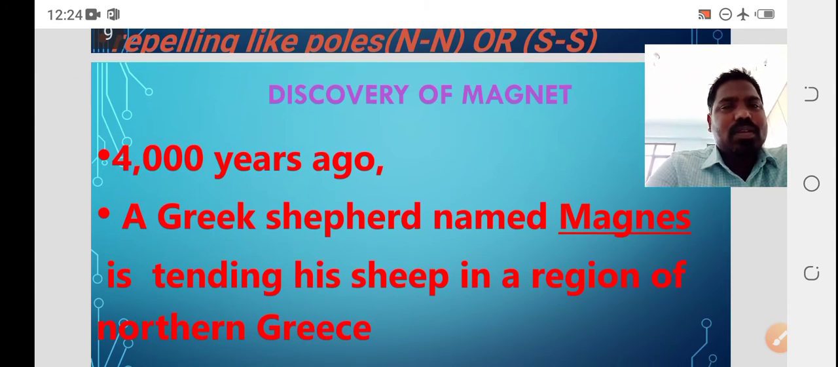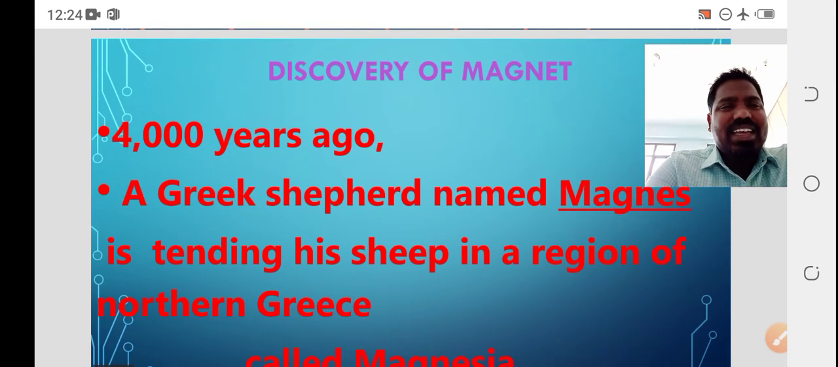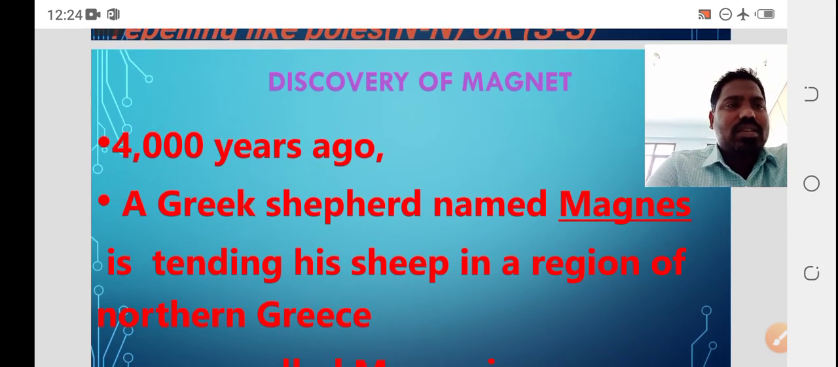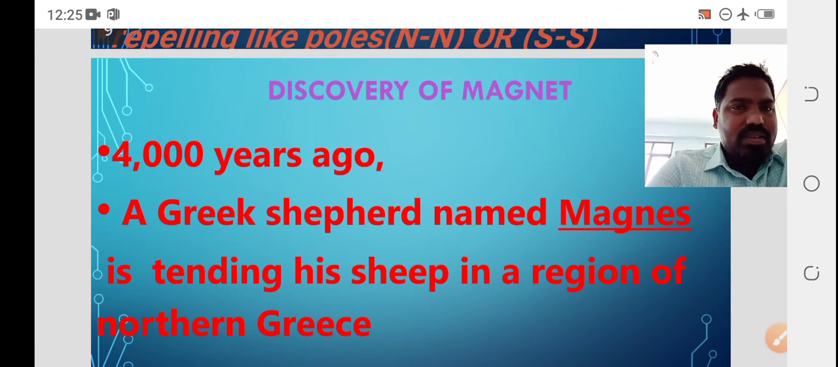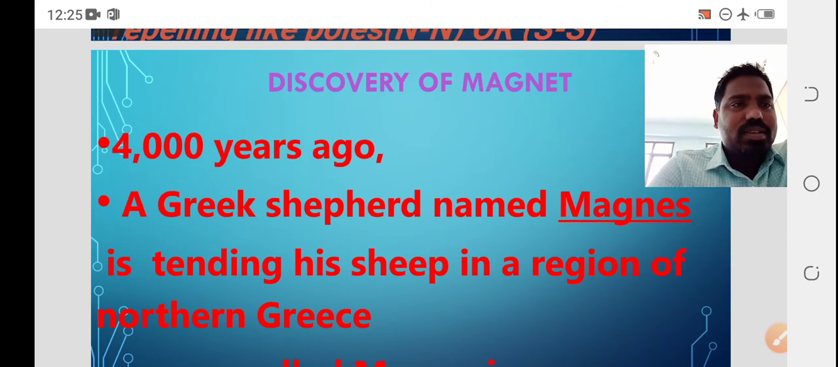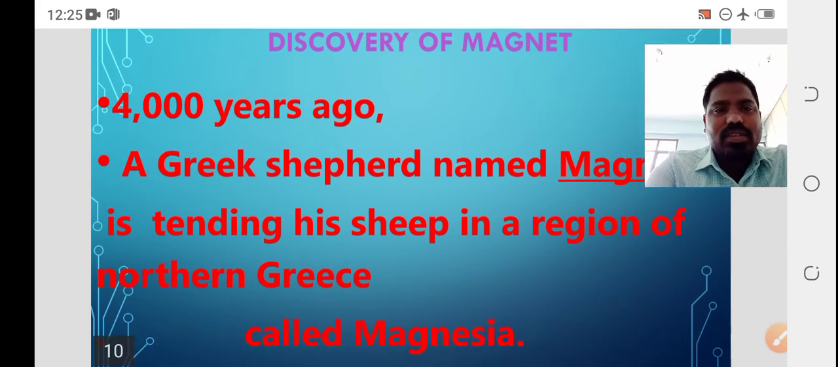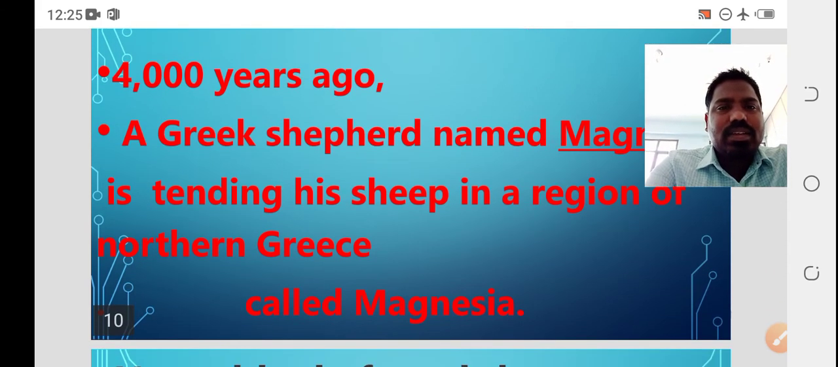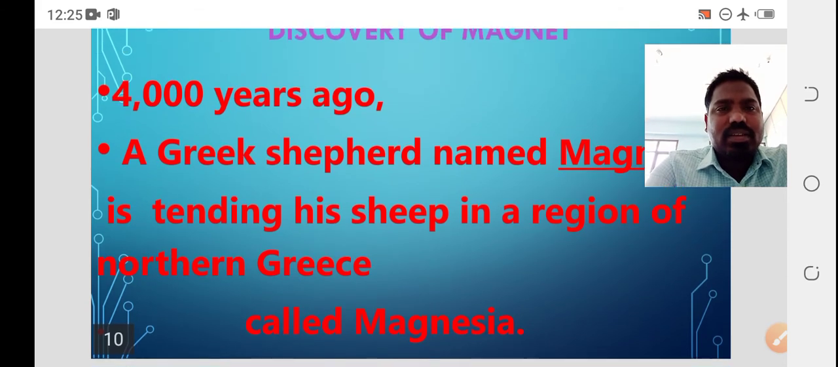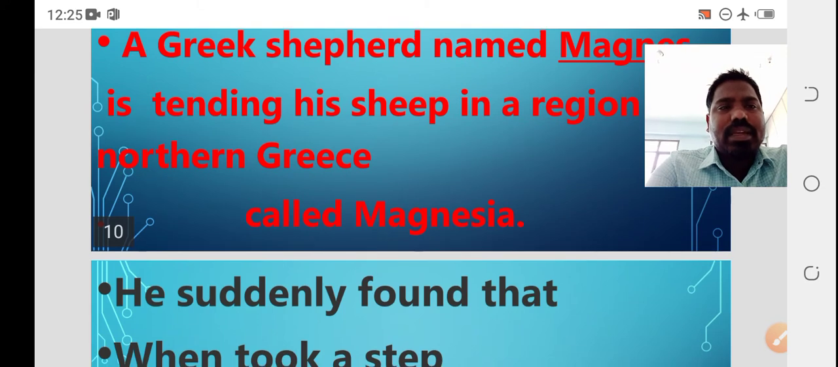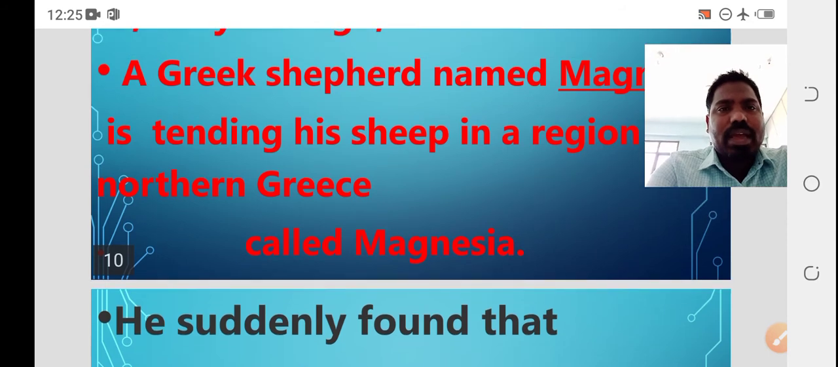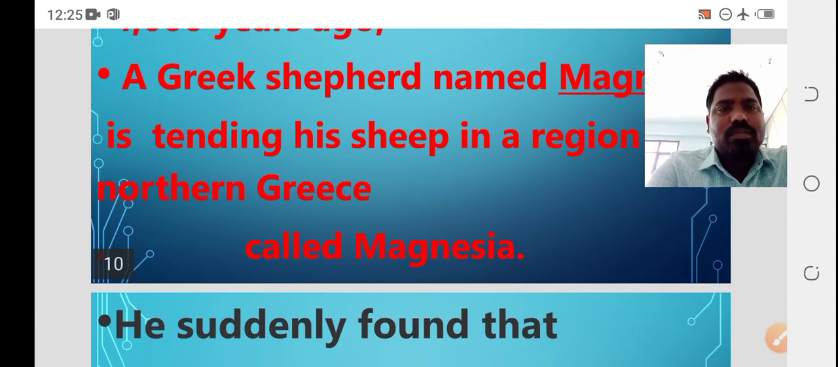His work was tending sheep. One day he was tending sheep in a region of northern Greece. The place in northern Greece is called Magnesia. So in the Magnesia region, this shepherd Magnus was tending sheep.